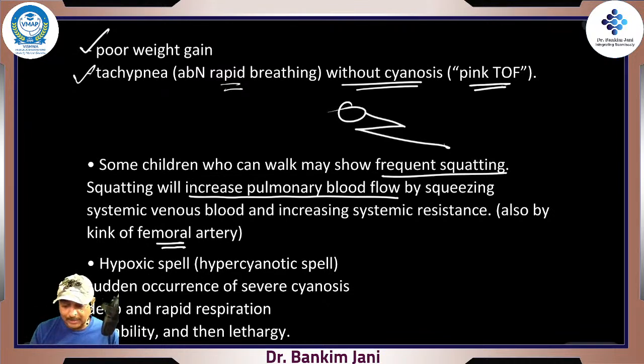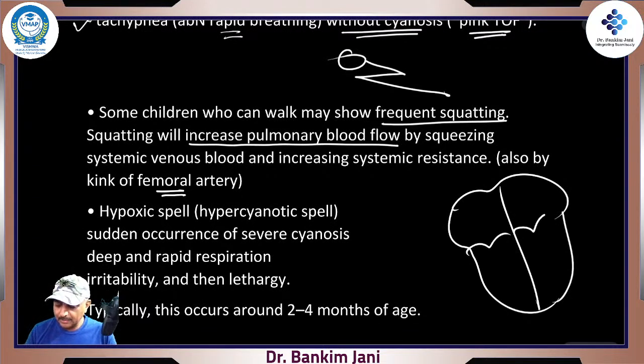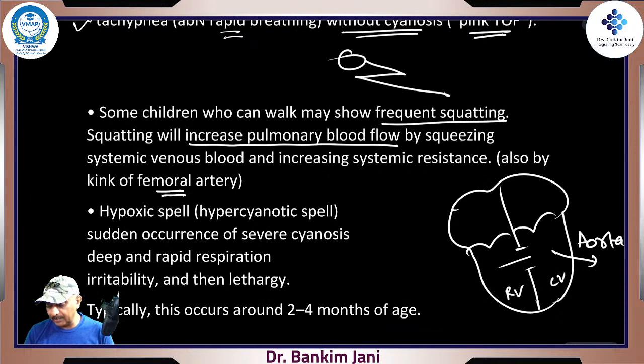So this is how there would be increased blood flow, by squeezing systemic venous blood and increasing systemic resistance. So what would happen in this case? Very easy to understand. Again, let's draw our heart, the standard heart. From here there is aorta. Remember, there is a ventricular septal defect, right? This one is the right ventricle, this one is the left ventricle. Now, our blood is coming over here, right to left.